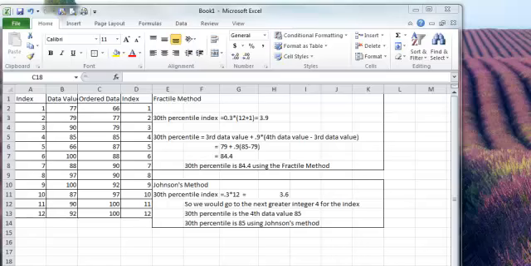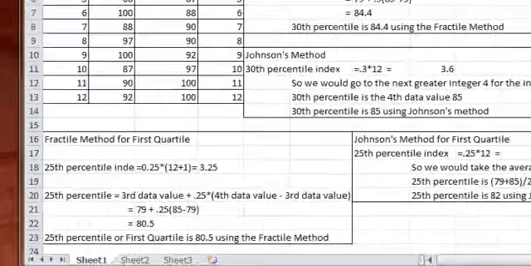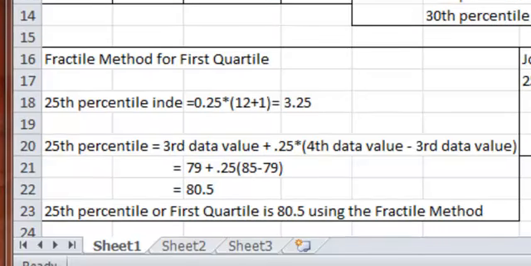Now let's look at finding the 25th percentile. This is finding the first quartile using the fractile method, where I find my index by 0.25 times the data values. We have 12 data values plus 1, so that's 13, so I'd get 3.25. So the way that I'd find my 25th percentile is I'd take my third data value, add to that 0.25, the decimal of that index, times the fourth data value minus the third data value. And then I'd get that my 25th percentile is 80.5.